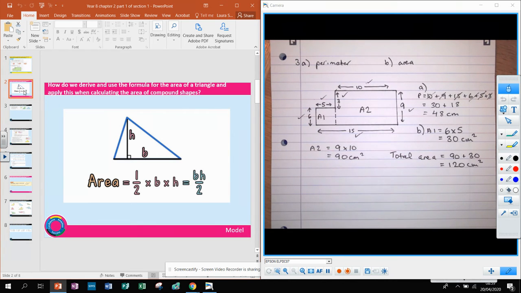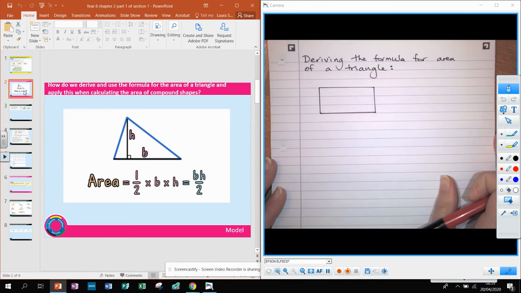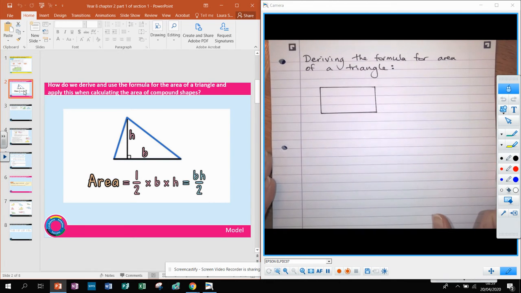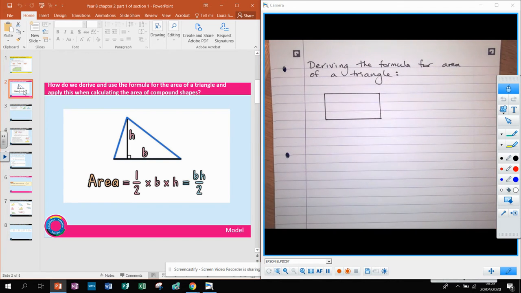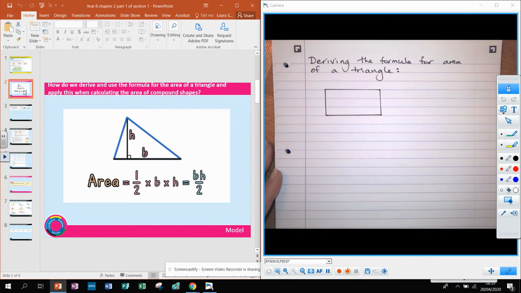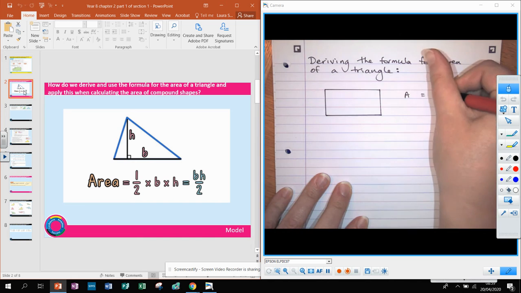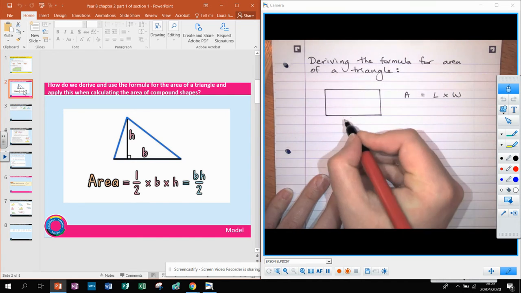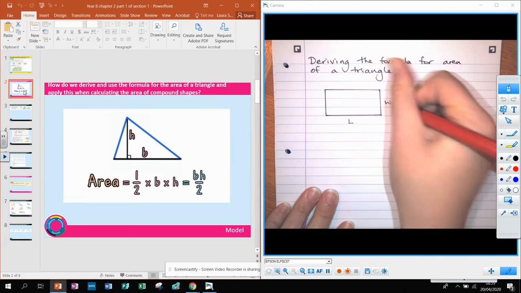Right, so what I want to focus on next with you is how we actually derive the formula for the area of a triangle. I think a lot of you already know what it is. I've got it here. Okay, area is a half of base times height, or base times height divided by 2. But why? Well, here we have a rectangle. Now, we know that the area of a rectangle is length times width. So we could say that that's the length and that that's the width.